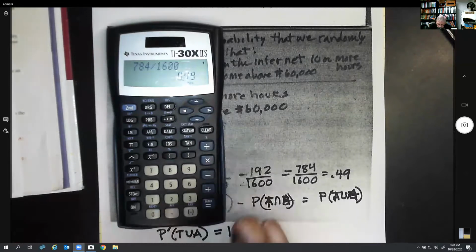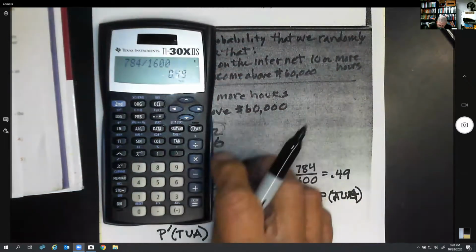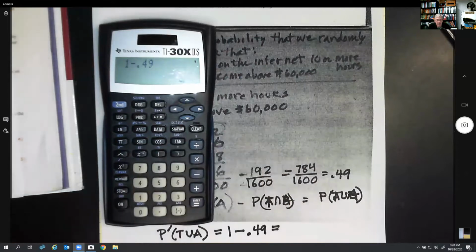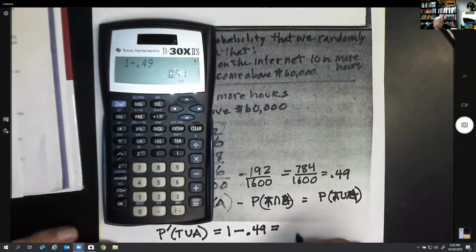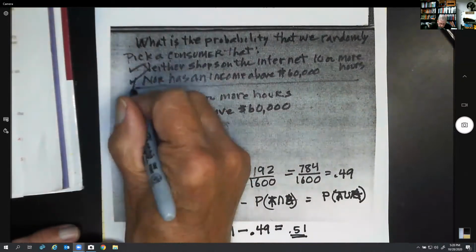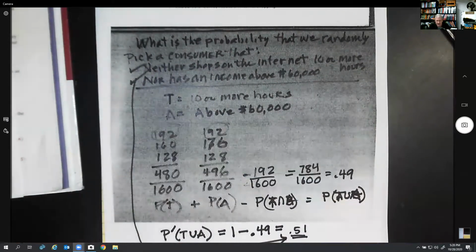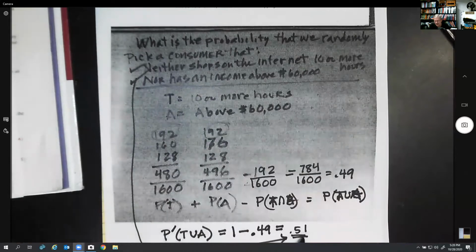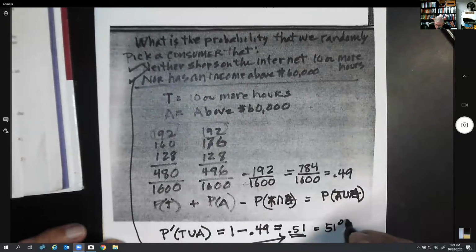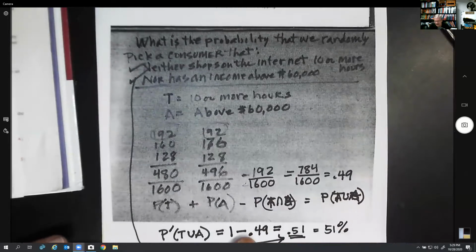That would tell us the probability that we will pick somebody out of here. So 1 minus 0.49 is 0.51. And this will answer this question. This is the probability of picking a person that neither shops nor has an income above 60,000. We have a 0.51, or you could say a 51% chance that the person we pick will fall into that category.